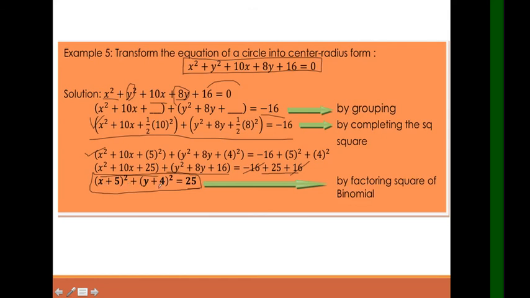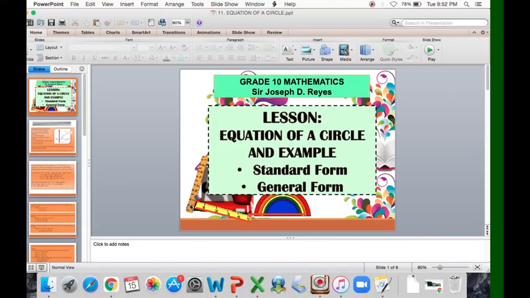So, what is the center? The center is negative 5 and negative 4. If you take that, it's negative, because the sign is opposite. So, we have negative 5 and negative 4. That's the center of the circle with a radius of 5. Right? That's radius of 5 because that's r squared. So what is the square root of 25? That's 5. So that's all about the equation of a circle using standard form and general form with examples. With that, thank you very much for listening.